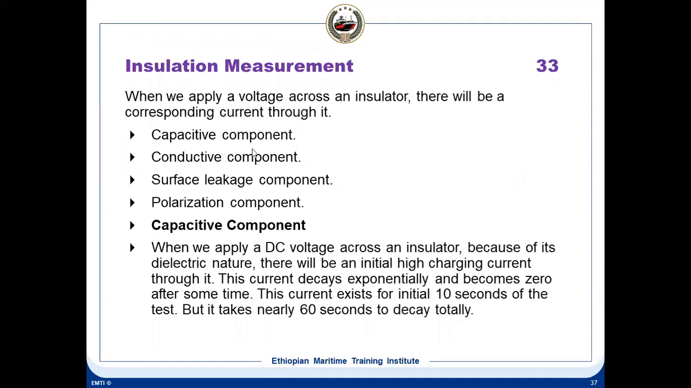We are mainly interested in the conductive current. When you apply voltage, you measure how much the leakage current is, and then you find out what the insulation resistance is. Like voltage and current, you can find out the resistance R. So I is equal to V by R. With that formula, if you know the voltage and the current, you can find R.